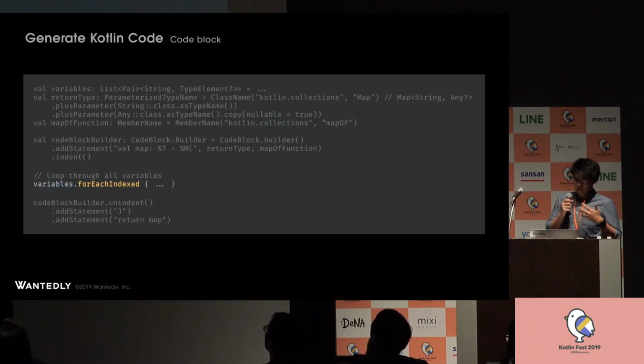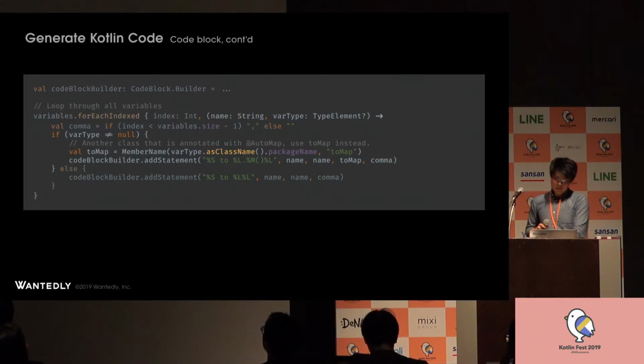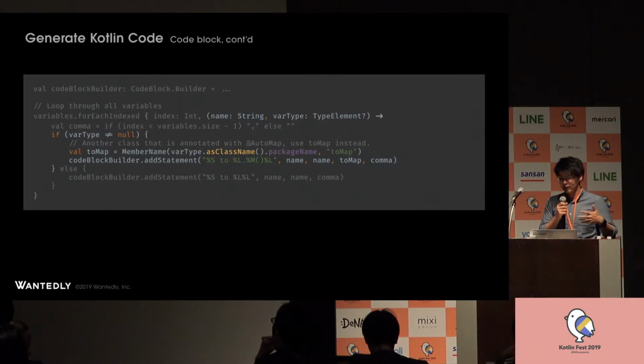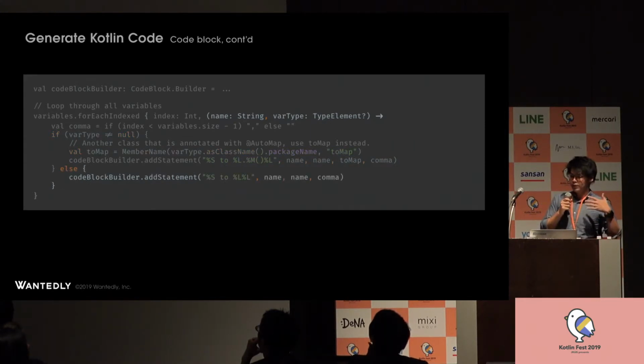We will then iterate through the list of pairs of variable names and the type that we had created previously, and create a statement for each pair. If the type of a variable is not null, if you remember, it means that it is another class that has been annotated with AutoMap, we are going to call the toMap extension function that we know is going to be generated by our processor. Otherwise, we are going to pass the value as is.